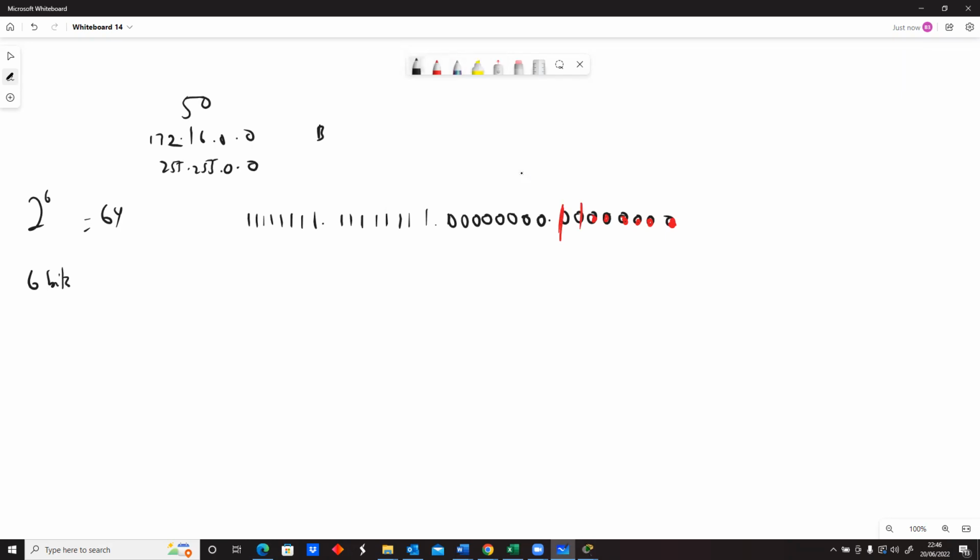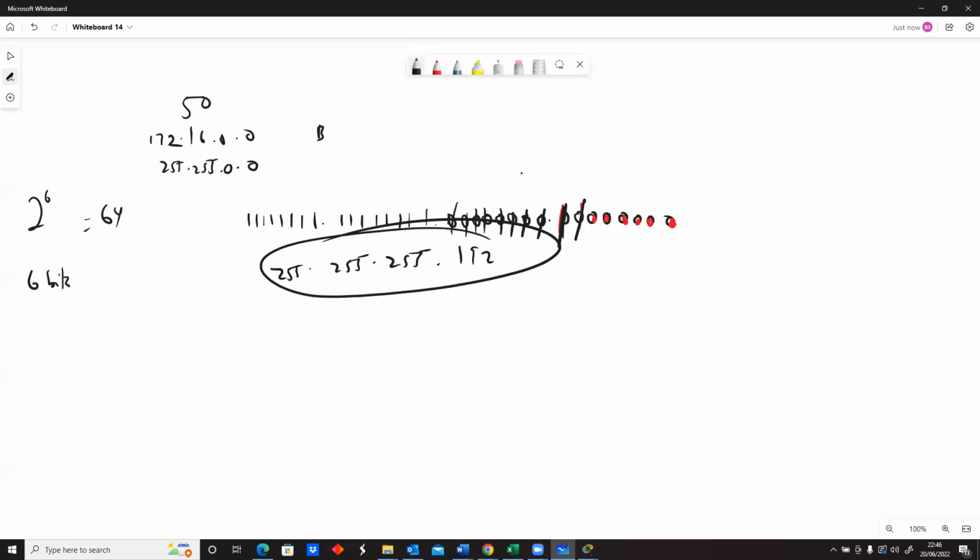The rest are going to be maintained for the network. And so these are going to be 1s. So this is going to be 255.255.255.192. And this is our subnet mask for all our networks that we mentioned earlier on. And so this is just the subnet mask.